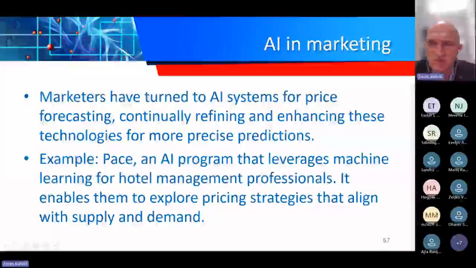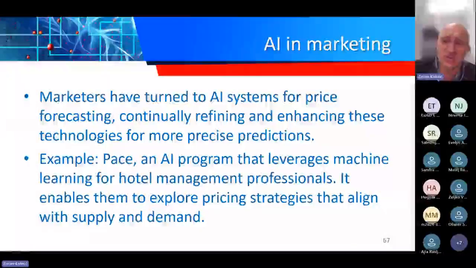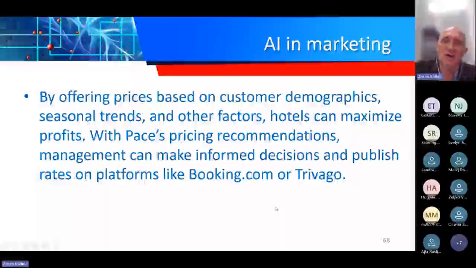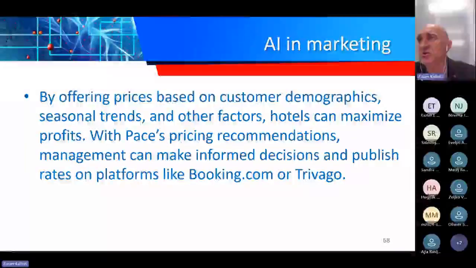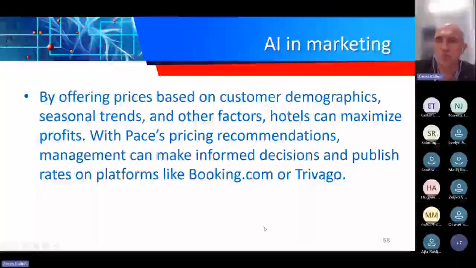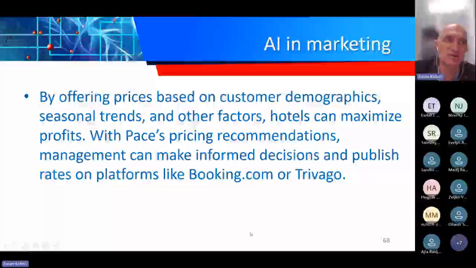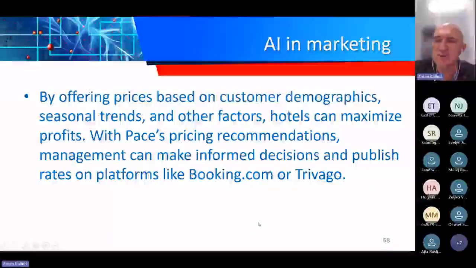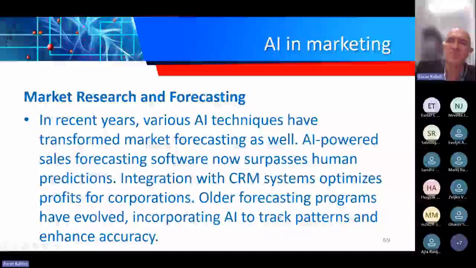This software is used by hotel management professionals, and as I told you, they are analyzing a lot of parameters: seasonal trends, customer demographics, demand and offer, and even the weather can be analyzed. Will it be raining or sunny next week? So they are trying to make a decision, or some kind of estimation, of what price should be the best.